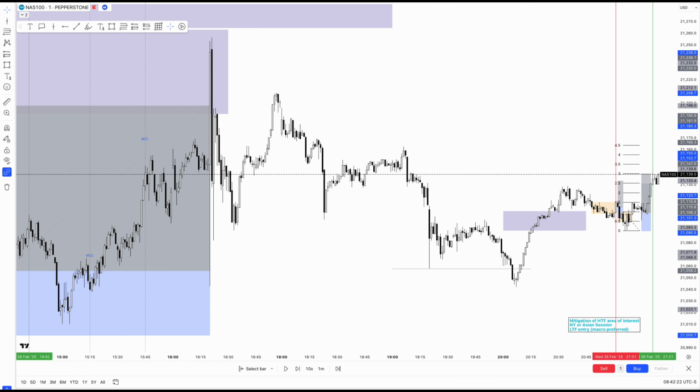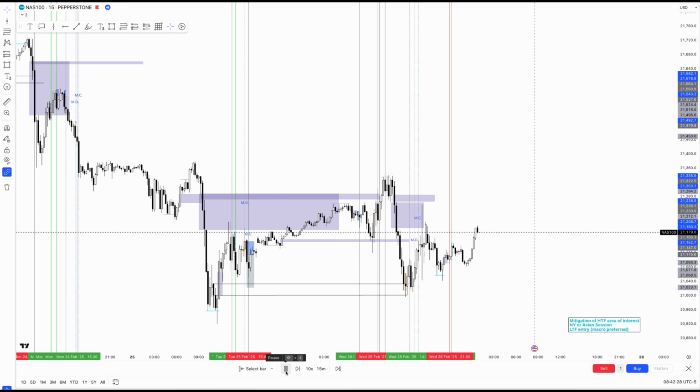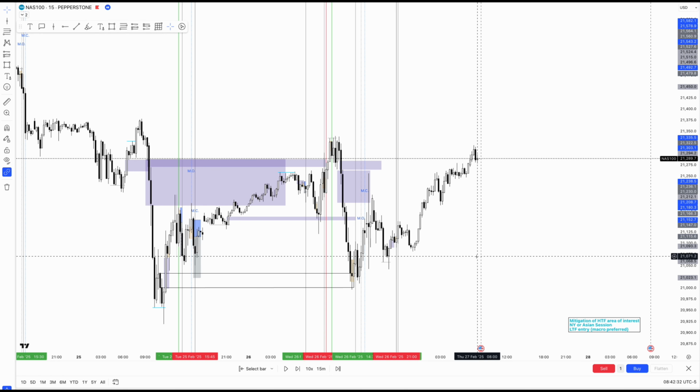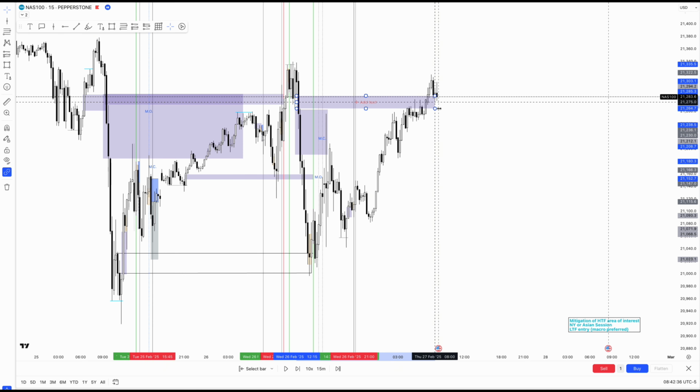So I probably would have called it a night there because it's 9 o'clock. Yeah, the session's pretty much over at that point. So then on to the next day, got high impact news at 8:30. It's pulled back higher into this 15-minute imbalance like I wanted it to. So did that during London session as well.